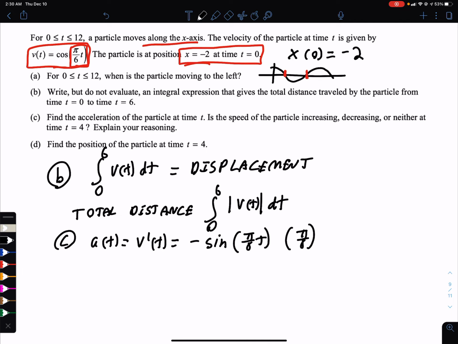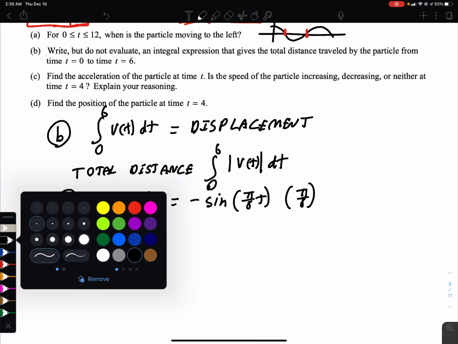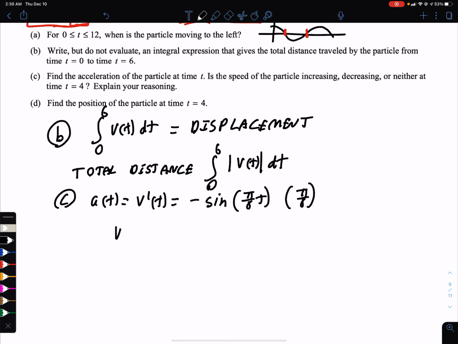Now, is the speed of the particle increasing, decreasing, or neither at time t equals 4? So how do you do this? If you don't remember, you would have to find the velocity at 4 and the acceleration at 4. So you would do this in your calculator. If those two are both positive, then the speed is increasing. If they're both negative, the speed is increasing. If they're opposite, then the speed is decreasing. So that's what you would do for that.